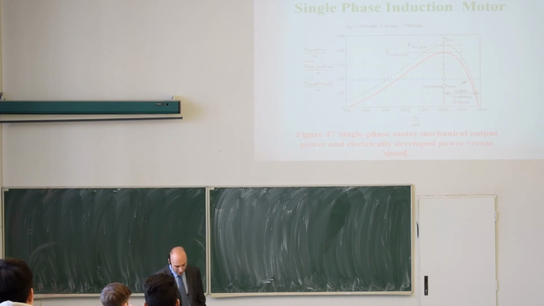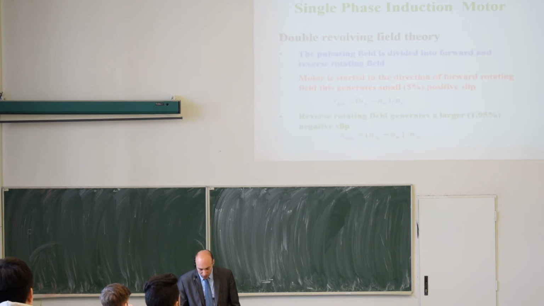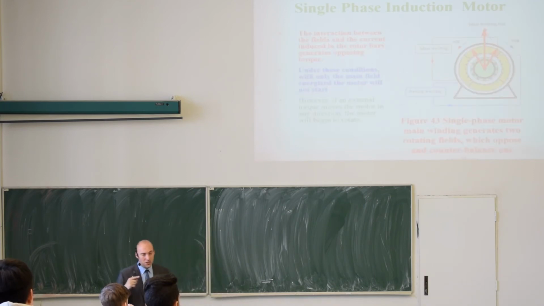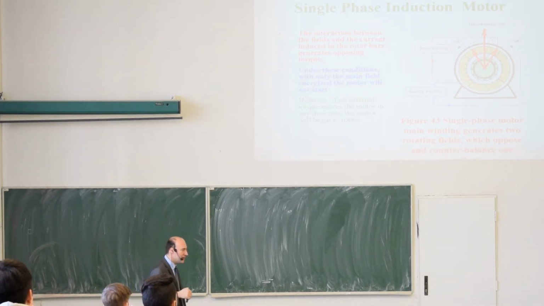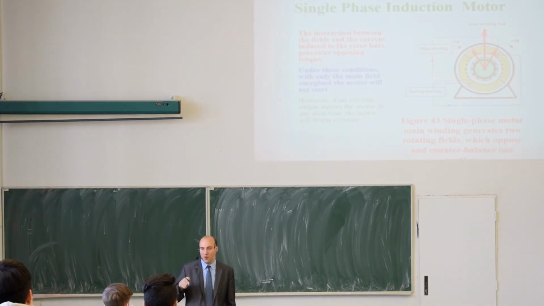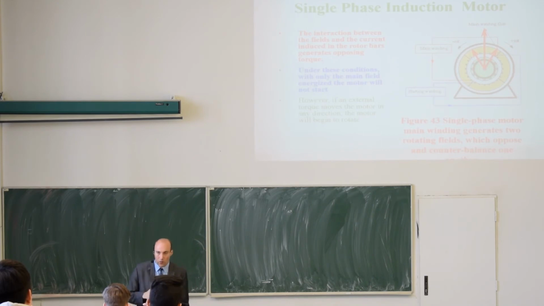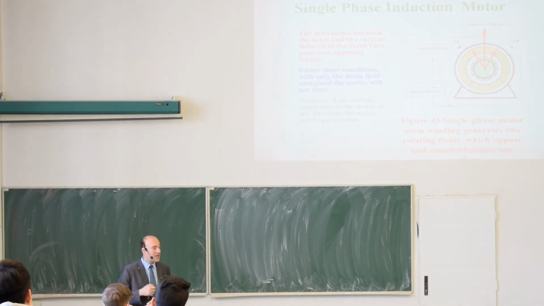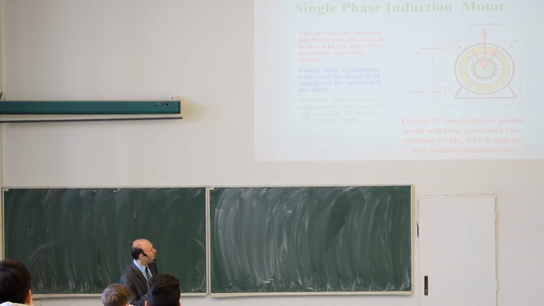But if I power the auxiliary winding, I don't need to power it at all times. So I can have a switch connected in series with this starting winding or auxiliary winding. And if the motor is already running, I can disconnect this auxiliary winding, and I can keep powering only the main winding.